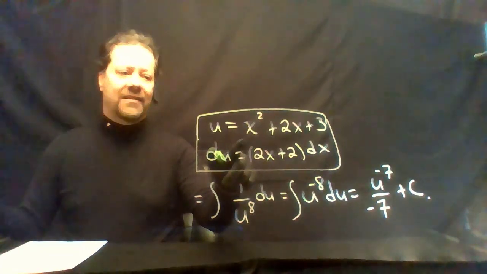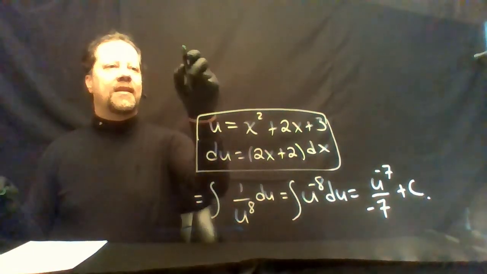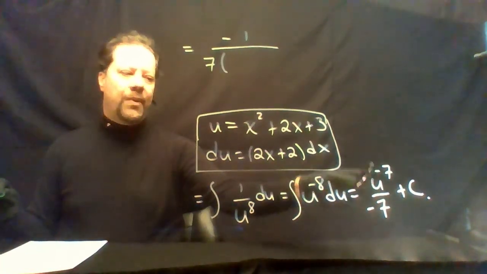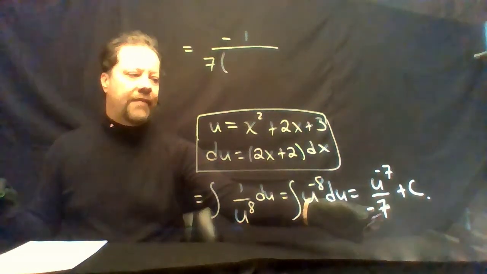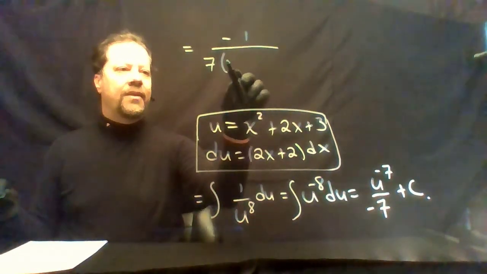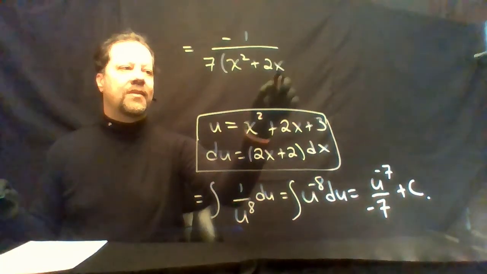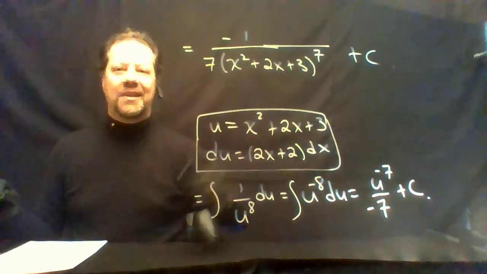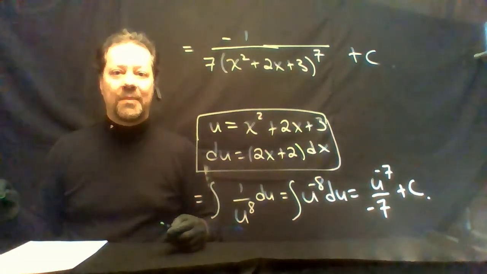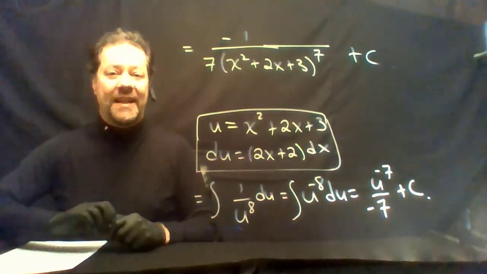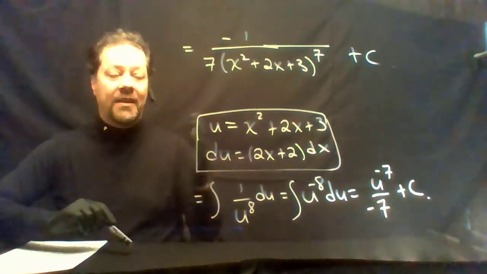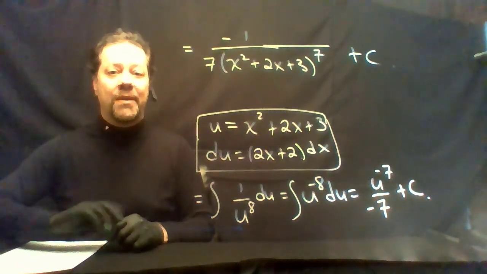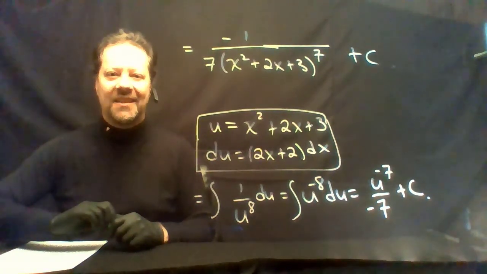We need to substitute back for x. So I'll write this as negative 1 over 7. The negative exponent means shove it across the division symbol, so we'll have u to the 7 in the denominator. u is x squared plus 2x plus 3. That will be raised to the power of 7, and then plus c. Don't forget the plus c. You don't know how many times I've had students screw up a problem just like this on the exam. You should study this problem because you can be reasonably assured that there will be one like it.